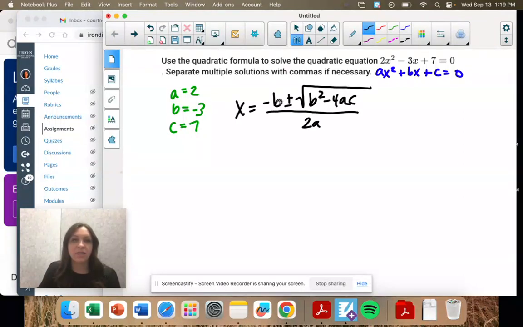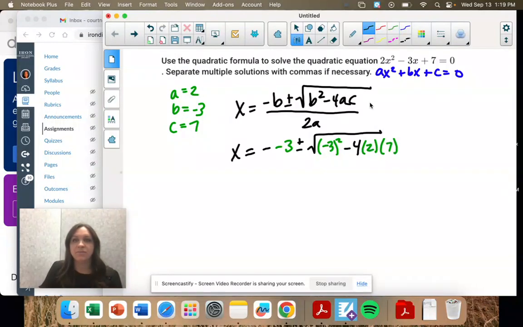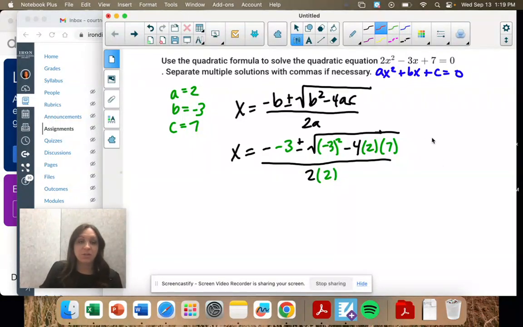these values in. So x equals negative b. Well, b is -3. Plus or minus square root of b squared. So -3 squared minus 4ac. A is 2, c is 7. That square root needs to go all the way over. And then big fraction all over 2 times a, which is 2. So we substitute everything in. Now we need to simplify.